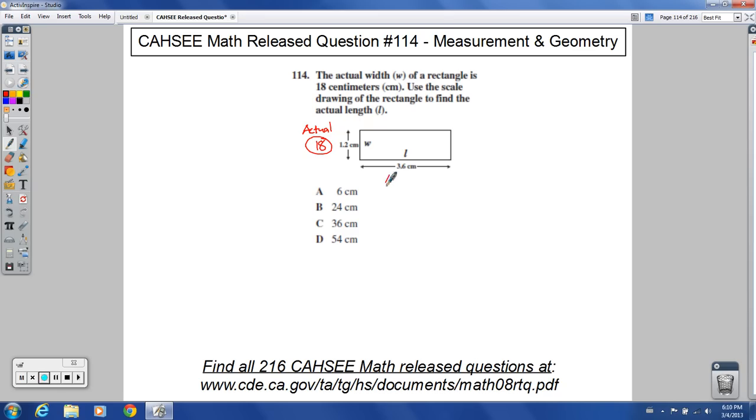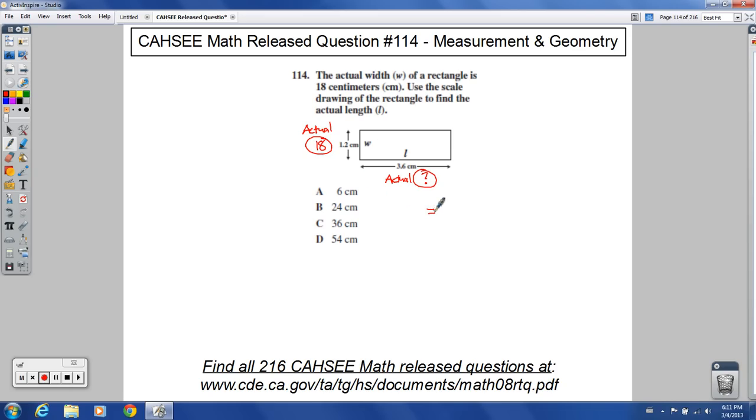And over here the actual length is what we're trying to figure out. We're trying to use the drawing of the rectangle to find the actual length. I'm going to put a question mark here. I don't know what that is. So we can set up a proportion, however.